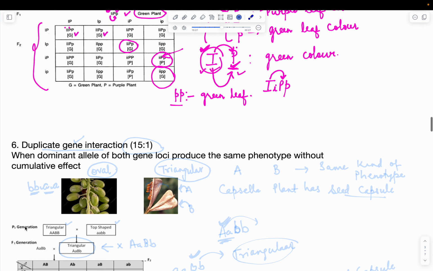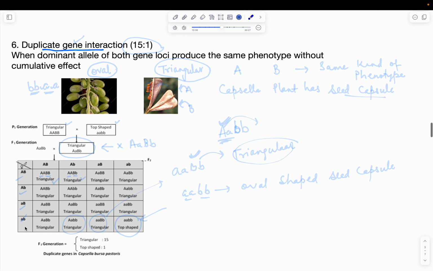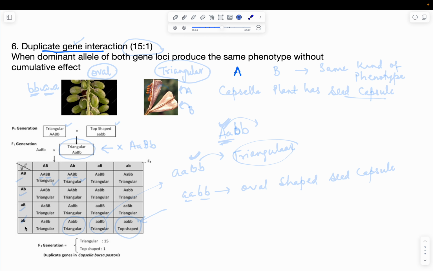The next kind of gene interaction is the duplicate gene interaction. Here two dominant alleles of different genes produce the same kind of phenotype. The example here is the Capsella plant. Capsella plant has two types of seed capsule. The seed capsule is the seed covering. The two types of seed covering are oval shaped or triangular shaped.